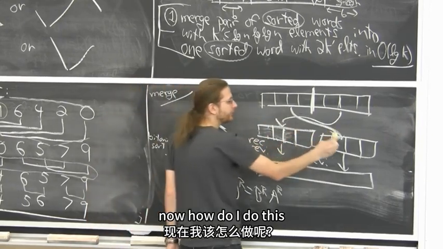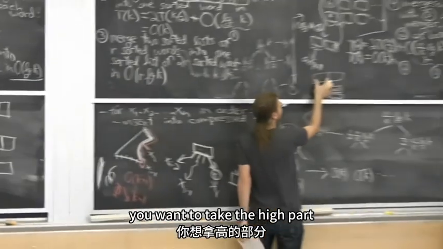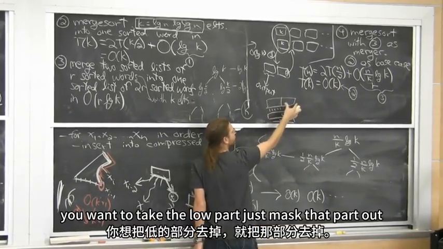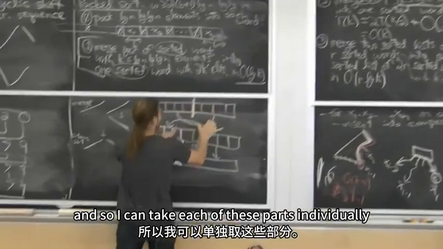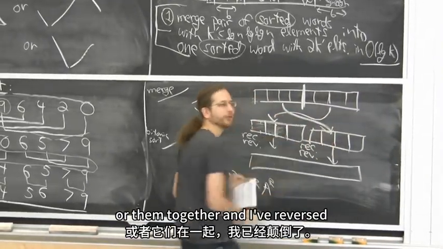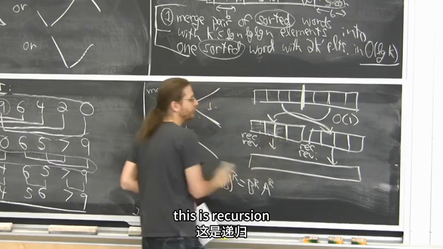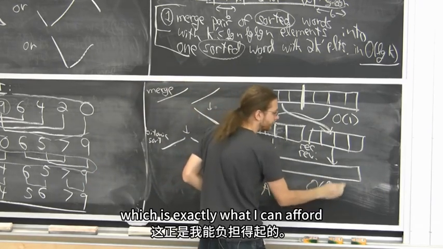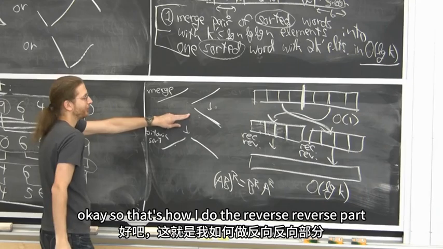Now how do I do this? Well, this is the thing I've been talking about over here. You want to take the high part, you just mask that part out, shift it to the right. You want to take the low part, just mask that part out. And so I can take each of these parts individually, shift this one to the left, shift this one to the right, or them together, and I've reversed. So this takes constant time. This is recursion, but the total number of steps will be order log k, which is exactly what I can afford. Okay, so that's how I do the reverse part.